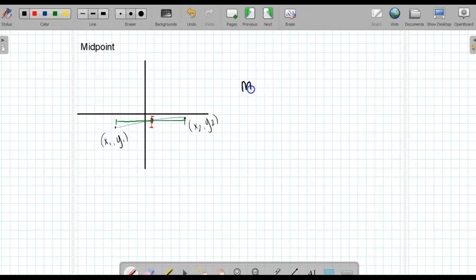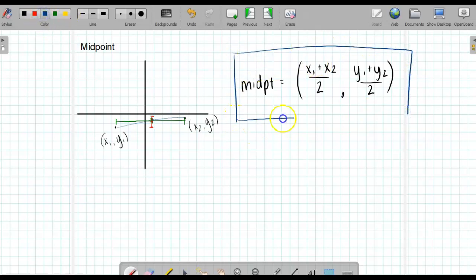So you're really just finding the average of your x's and the average of your y's. So your midpoint formula is this. X1 plus x2 divided by 2. And that's just the average of your x's. You add them together, divide by how many there are. Add them together, divide by 2. And then the y coordinate, you'll have a comma here. The y coordinates, you'll add those together. Y1 plus y2 divided by 2. So that is your midpoint formula.